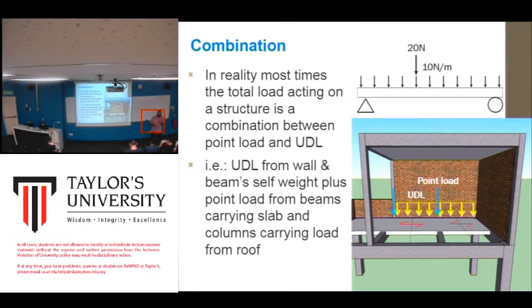So as you can see here, 10 Newton per meter. The weight from here to here is 10 Newton per meter, and then the weight at this point is 20 Newton. Okay, maybe this is the weight of the beams. And maybe this here is an intersection beam, or a column placed on top of the beam. It depends on the situation.